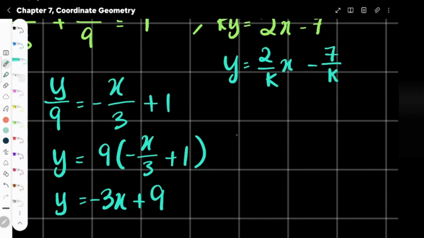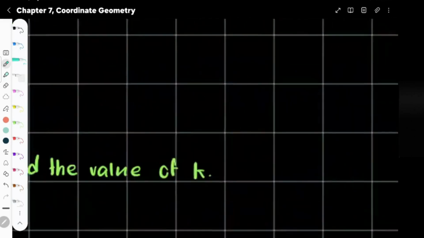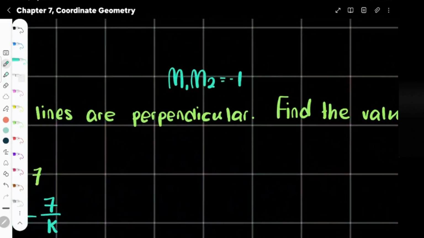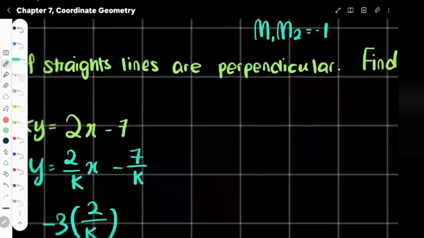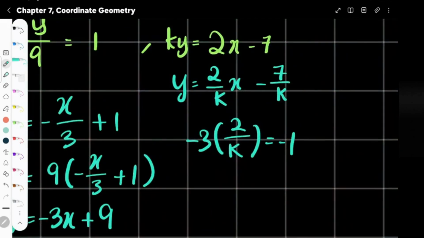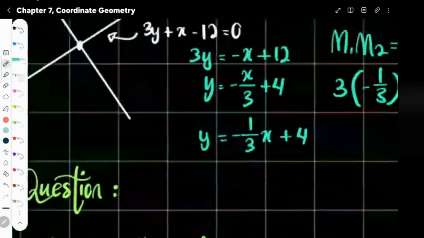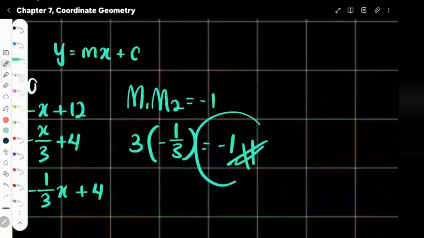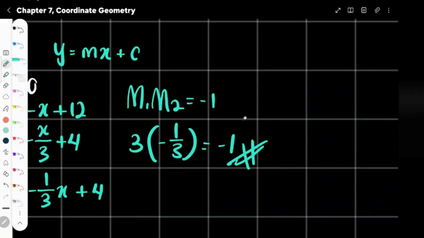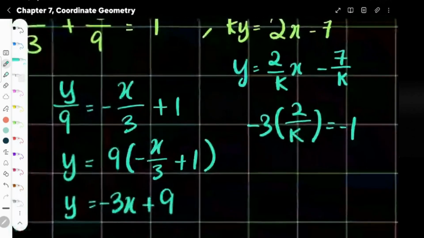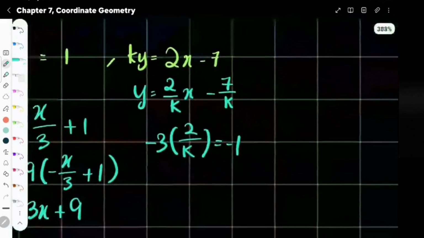Okay. -3 times 2 over k. And they say this is perpendicular. That means it's already equal to -1, so you can equal it to -1. Just now I didn't equal it to -1, right? Why? Because they didn't know whether it's perpendicular or not. So this one we do know is perpendicular, so we can use this.